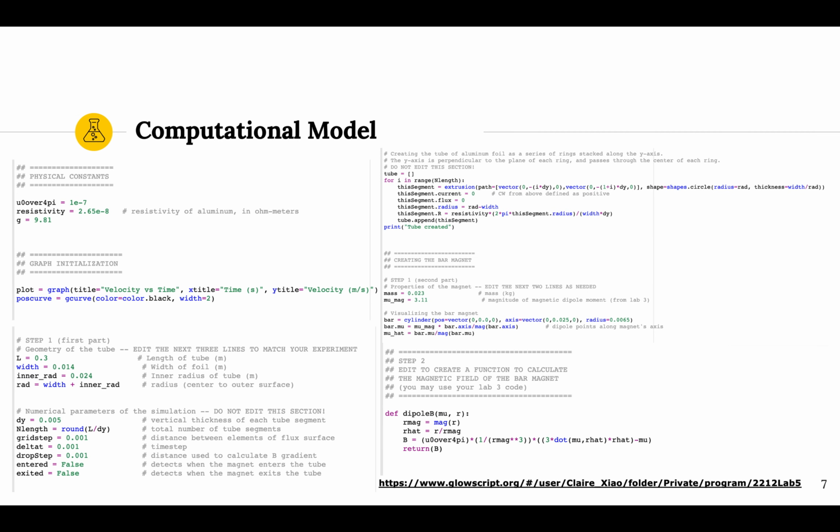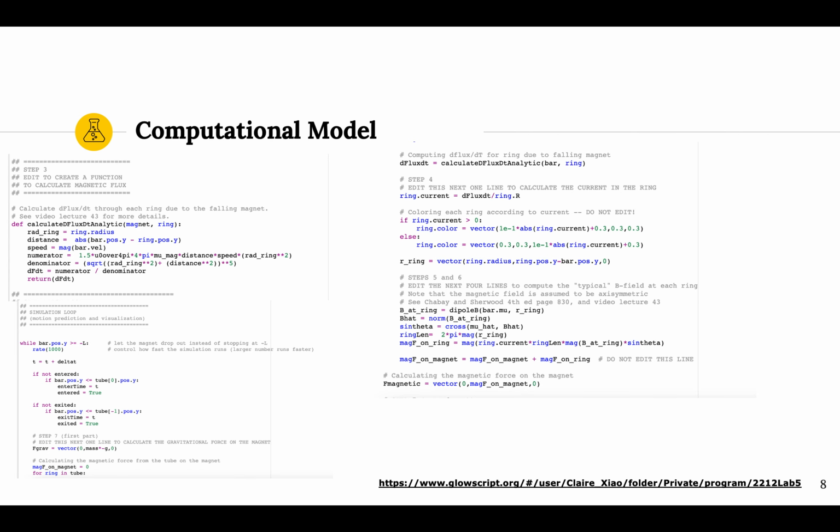So here's the code for the computational model. As you can see, a lot of this was given in the starter code, and there are certain areas where the code was edited. Step 2 was editing to create a function to calculate the magnetic field of the bar magnet, and this was from the Lab 3 code previously. And in step 1, you edit the 3 lines to match your experiment, and as you can see, the length, width, and inner radius were all entered based off of the aluminum foil tube that I was using.